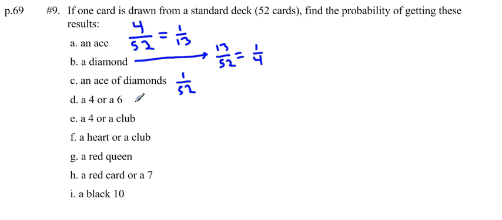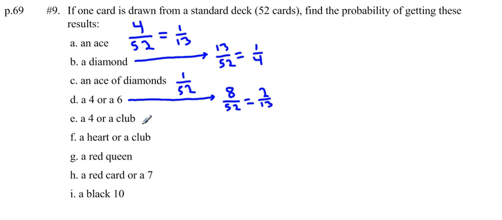Okay, part D, a 4 or a 6. A lot of times people get thrown off by this word "or," and they think there's some complex mathematics they have to do. Not necessarily. We need to think, how many 4s are in the deck? There's 4 of them. How many 6s are in the deck? There's 4 of them as well. So there's 8 total cards that would work here out of those 52 cards. And again, if you choose to reduce that, I believe you will get 2 out of 13.